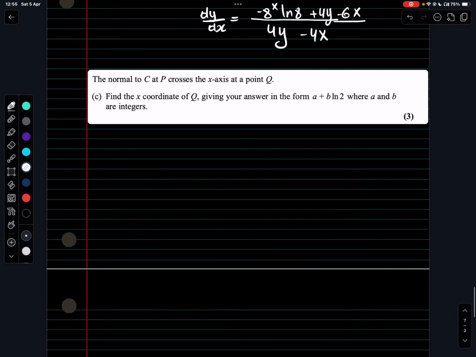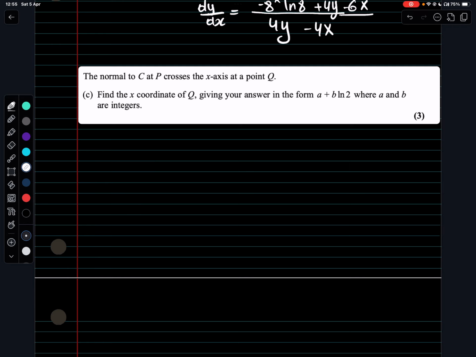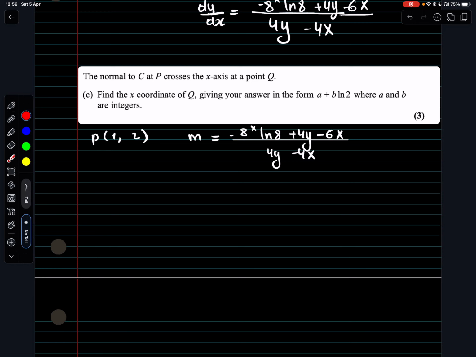A and B are done, and then we're going to go to the normal to C at the point P. So P has the coordinates 1 and 2, and the gradient we know from the previous part is negative 8 to the power of x ln 8 plus 4y minus 6x, divided by 4y minus 4x. That's the gradient of the tangent. We're going to use that to find the gradient of the normal at this point.